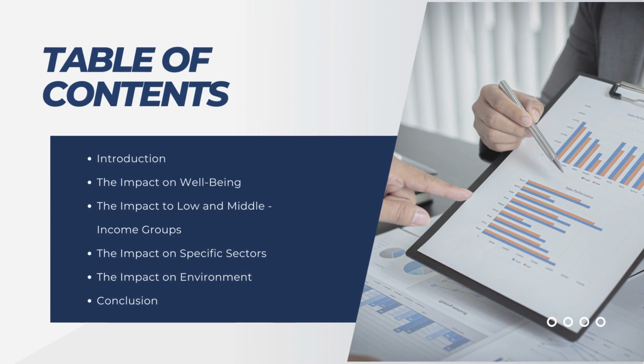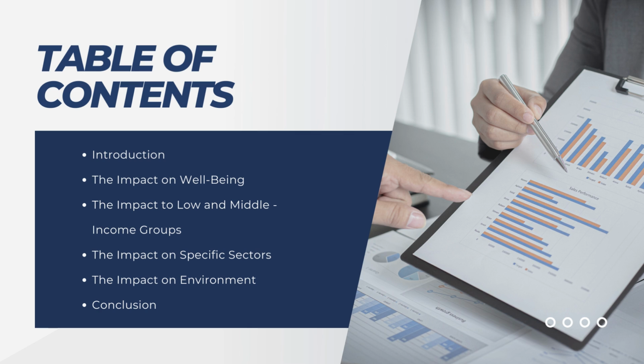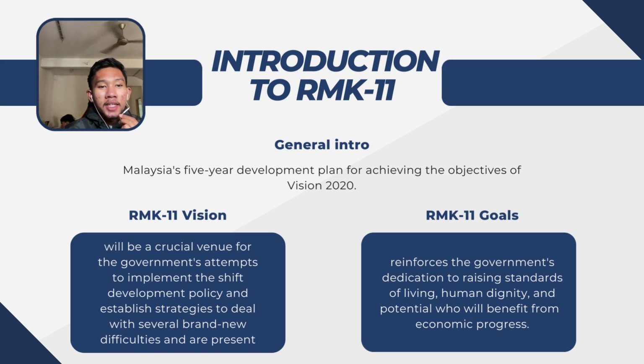Our table of contents consists of the introduction, the impact on well-being, the impact on low and middle income groups, the impact on specific sectors, the impact on the environment, and the last one is the conclusion. Okay, let's start with the introduction to RMK11, also known as Rancangan Malaysia ke-11.